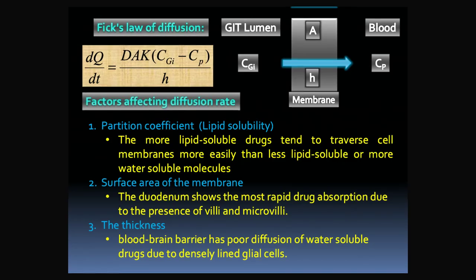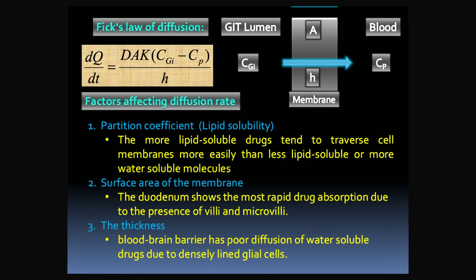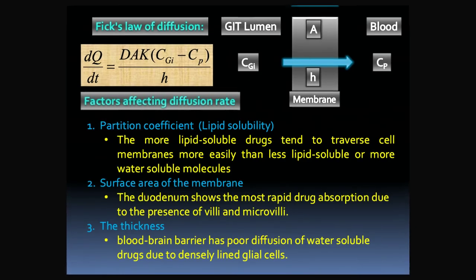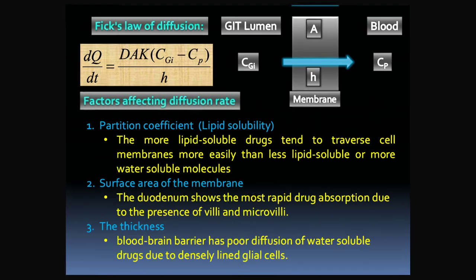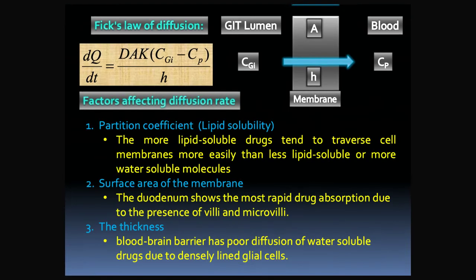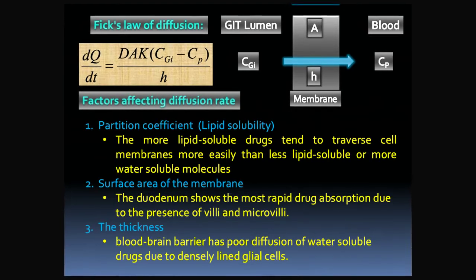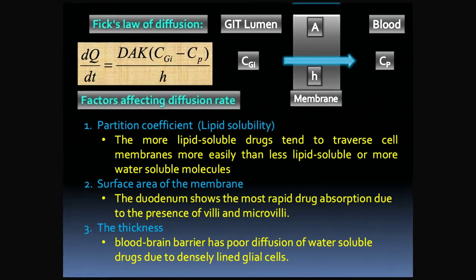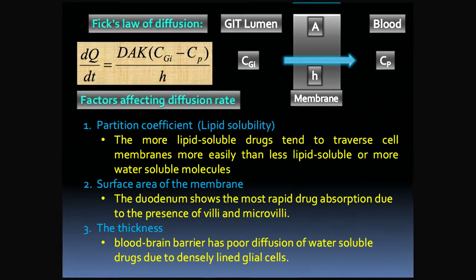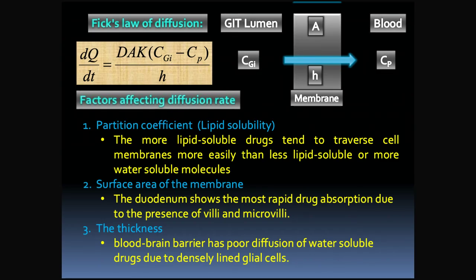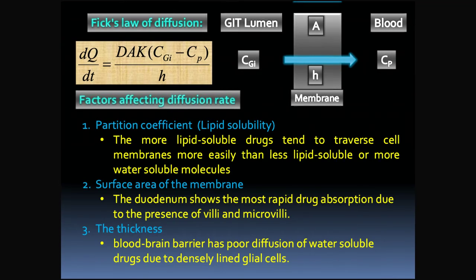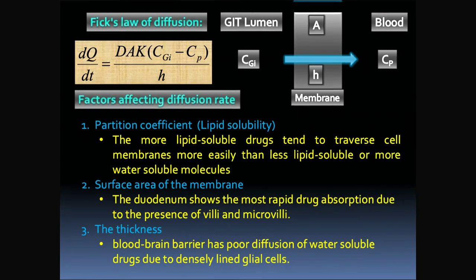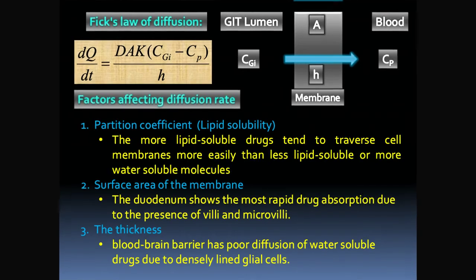Focus on the mathematical expression dQ/dt = DAK(Cgi − Cp)/h, where dQ/dt defines the instantaneous rate of drug absorption over time. In the numerator, we find that the diffusion coefficient D, the surface area A, the partition coefficient K, and the concentration gradient, Cgi minus Cp, all exert a direct positive influence on the speed of molecular movement across the barrier.